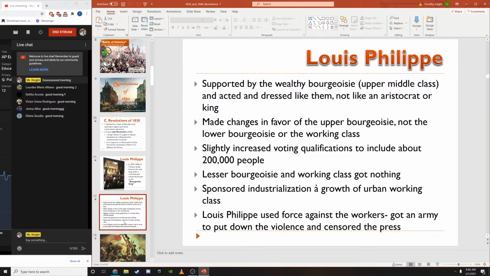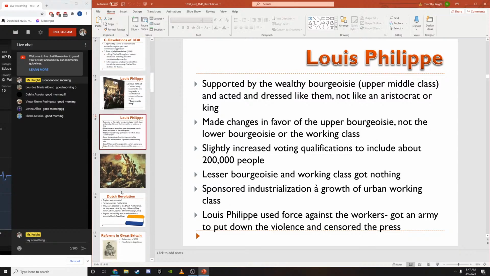Louis Philippe sponsored industrialization via growth of the urban working class. And so actually, as Louis Philippe is king, France is starting to undergo some of those same industrial changes to the population that England was going through just a decade earlier. And Louis Philippe used force against the workers. He even got an army to put down the violence and censored the press. And so Louis Philippe, on the surface, as much as he's supposed to be this kind of pro-liberal, pro-bourgeois guy, ends up being pretty partial to the interests of a very select few extremely wealthy merchant business folks in France, and more or less subjecting the rest of the population to the brutalities of industrial capitalism emerging at this time.